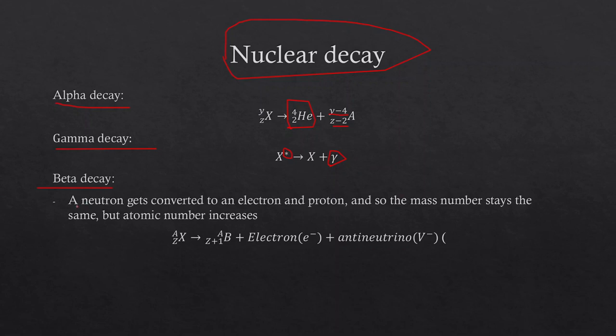And then you have beta decay, in which a neutron gets converted into an electron and proton, and so the mass number stays constant but atomic number increases. And this is basically the general equation. But note that there are two types of beta decay: beta positive decay and beta negative decay. Don't need to go into any depth about that. Just remember this equation over here.